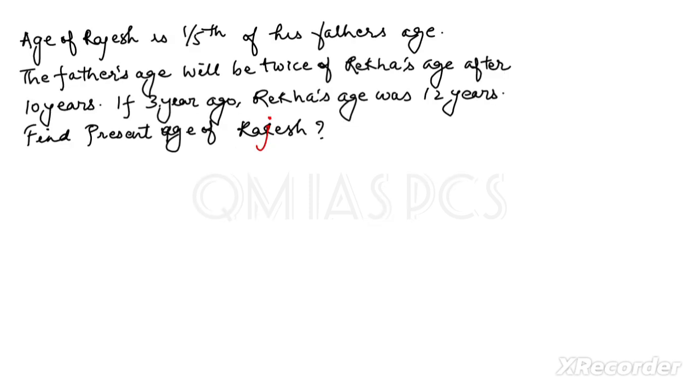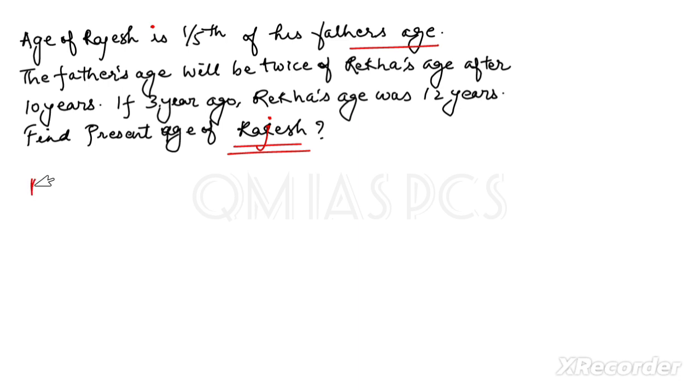The first question in front of you is: the age of Rajesh is 1/5 of his father's age, and the father's age will be twice Rekha's age after 10 years. If 3 years ago Rekha's age was 12 years, find the present age of Rajesh. Are you getting the things? Whatever the statement is, you have understood. So basically, how many persons are involved here?